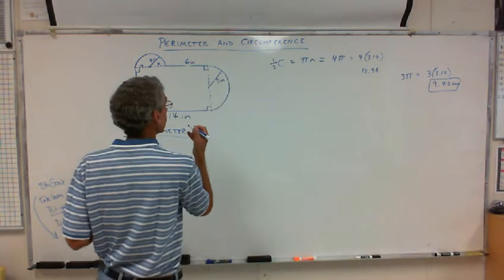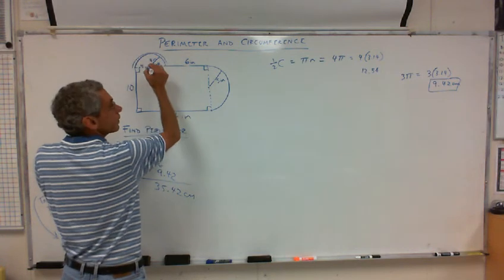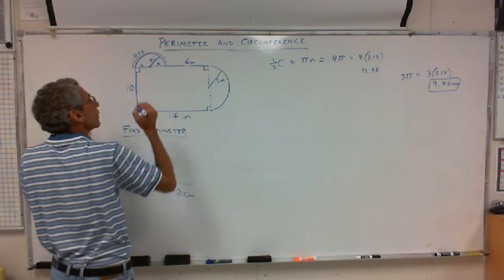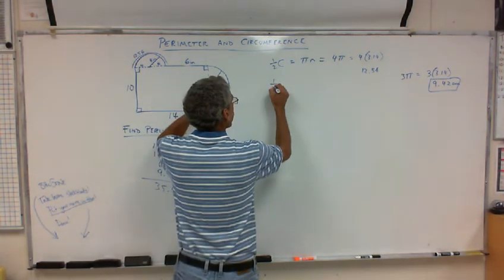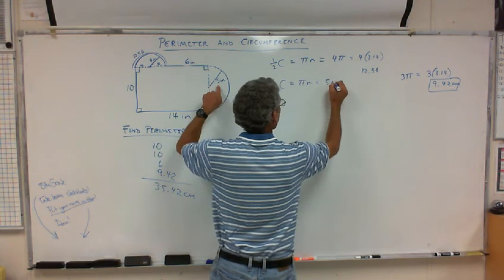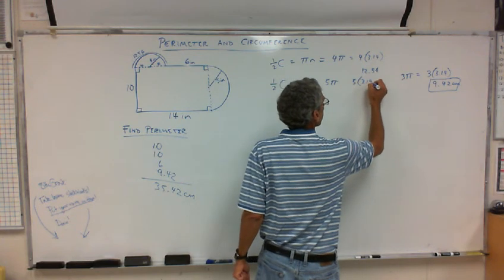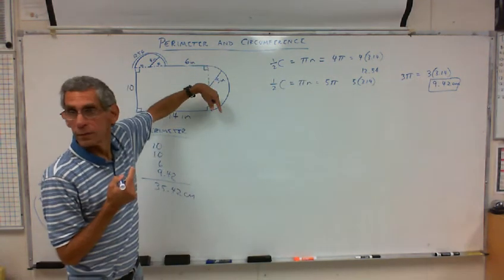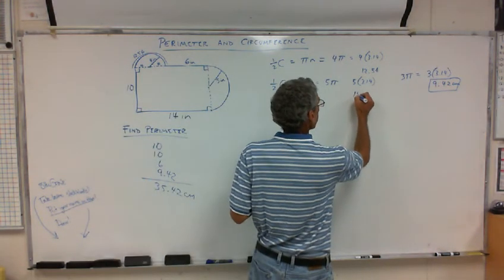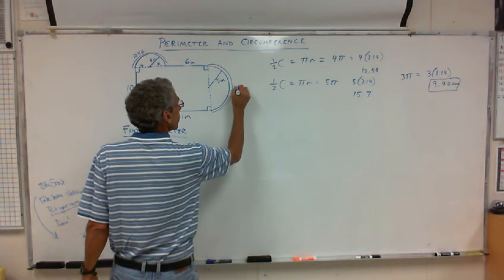Am I right? All right, so that was this one, right? So this now is 12.56. Now I have to do this one. Half of a circumference is pi times r, which is equal to 5 pi, which is, does anybody have a calculator? It's 15.7. So I just finished this one, now I'm doing this one. So here to here is 15.7.